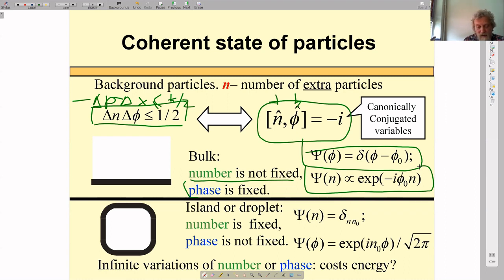That was the bulk. Let us now consider an island or a droplet of quantum liquid. In this droplet, the number of particles has to stay the same. So the number is fixed. It also means that it cannot simultaneously be in a state with a definite phase. If I sketch it with the same rules, the wave function in the phase space will have equal probabilities for any phase.